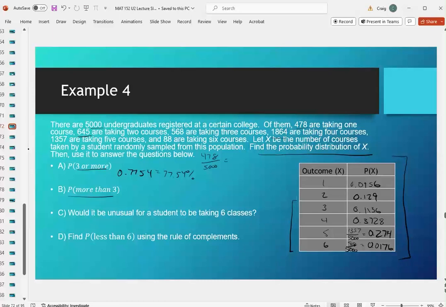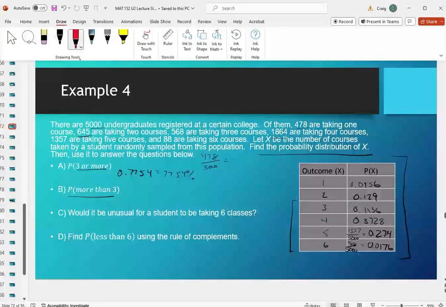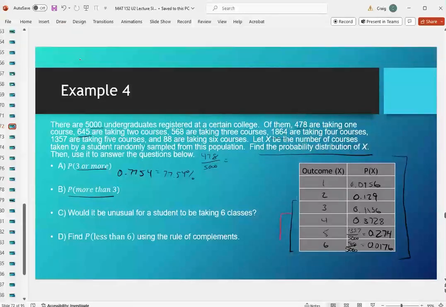The probability of more than 3, now you have to be careful here. There is a difference between 3 or more and more than 3. More than 3 means 4, 5, or 6. And so we would just add up those last 3. That'll give us a smaller probability. So they are different. If we just add up the last 3 values, I'm sorry, I was adjusting my calculator, we get 0.6618, or 66.18%.